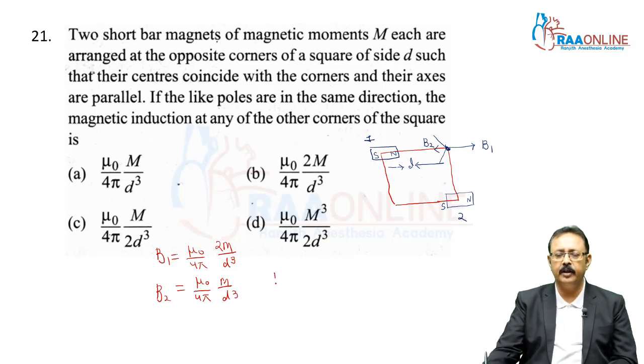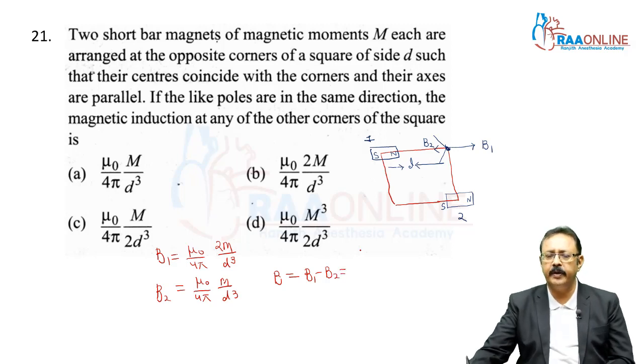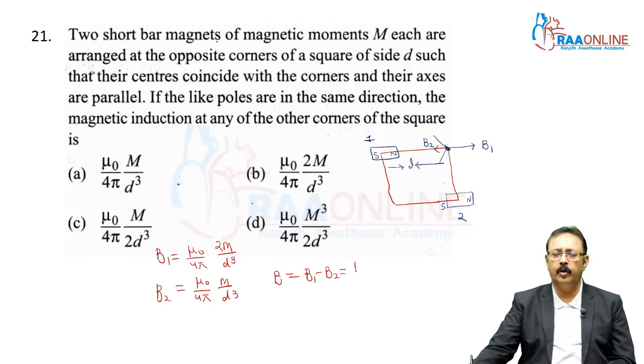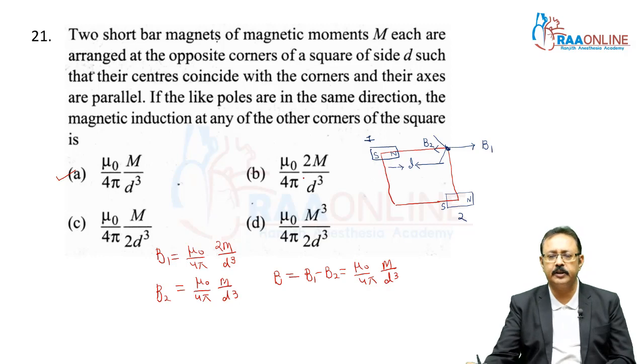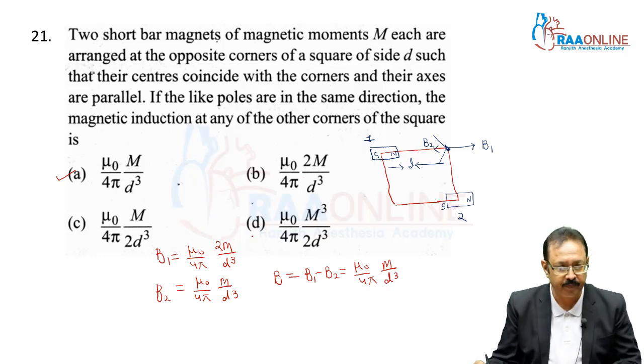So the net magnetic field should be B1 minus B2. Take mu naught upon 4 pi common. If you subtract 2m upon d cube from this, you will get m upon d cube. So we should go with option A, and the direction is towards the first magnet in this case.